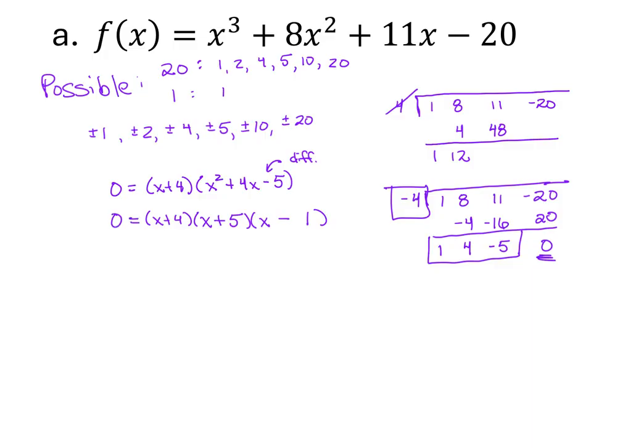All right, now that this is completely factored, we can go ahead and solve it. So if we set our first factor equal to 0, we get x equals negative 4. If we set our second factor equal to 0, we get negative 5. And if we set our last factor equal to 0, we get 1. There are the solutions.